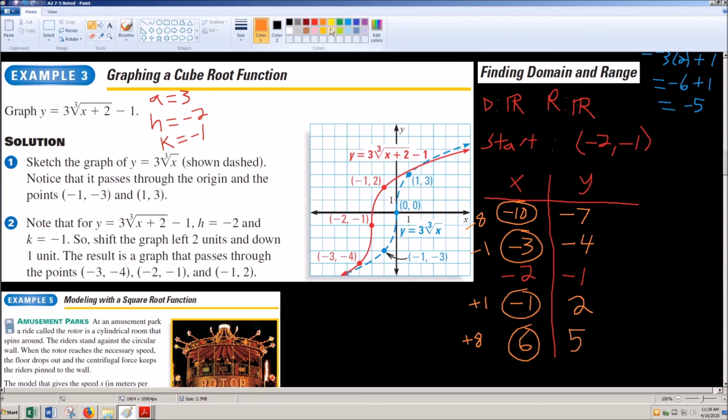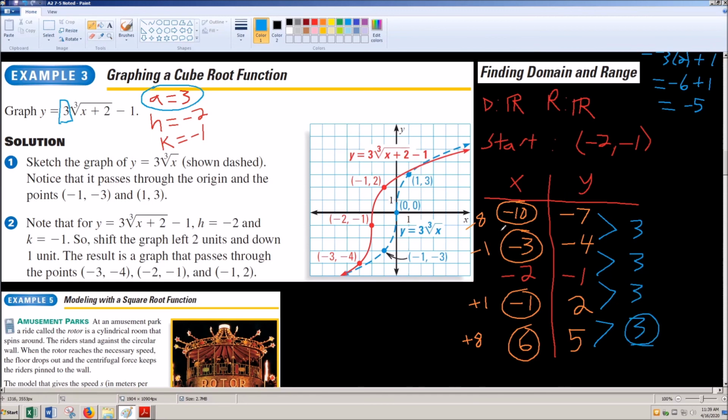We can also notice a pattern here, which is that between all of these nice values that I've selected is my A value, right? Between negative 7 and negative 4 is 3. From negative 4 to negative 1 is 3, is 3, is 3. Is this a coincidence? No, it absolutely is not. So again, this is just a shortcut.